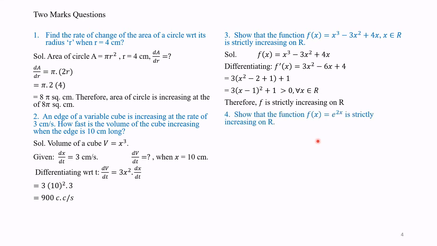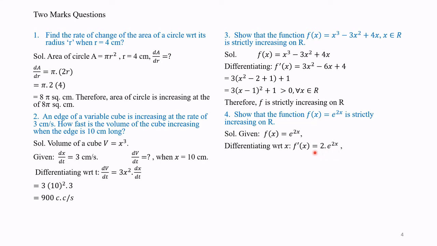Next question. Show that the function fx is equal to e to the power of 2x is strictly increasing on R. Given fx is equal to e to the power of 2x. Differentiating fx, we get f dash x is equal to 2 into e to the power of 2x. This is from our standard formula for differentiation.